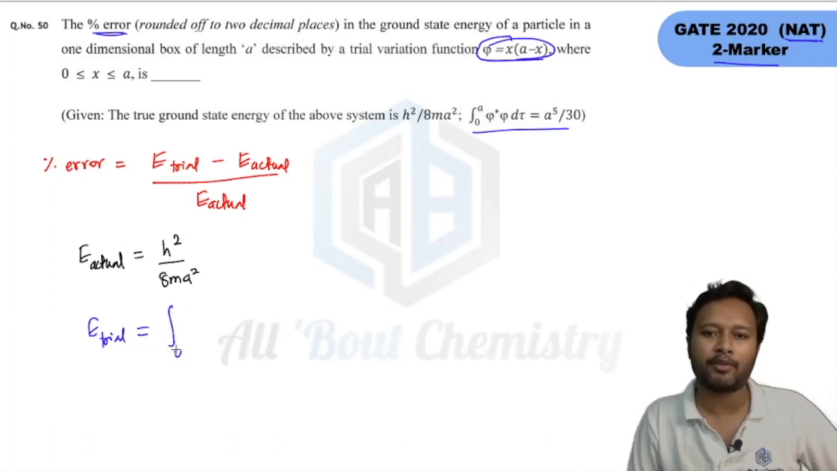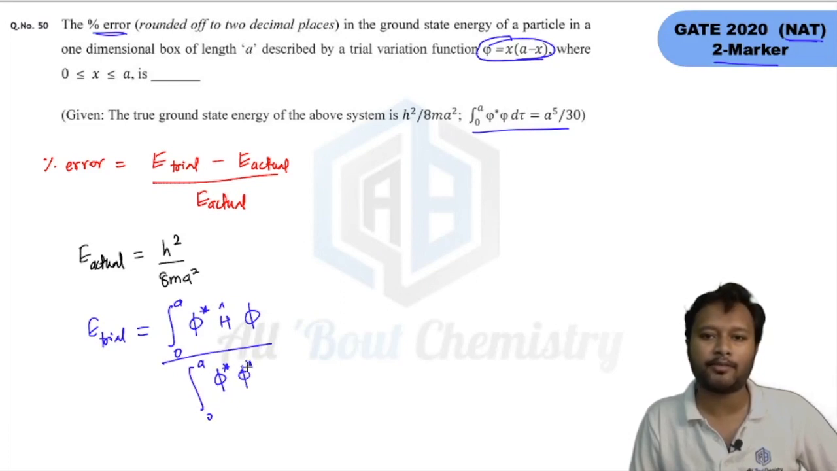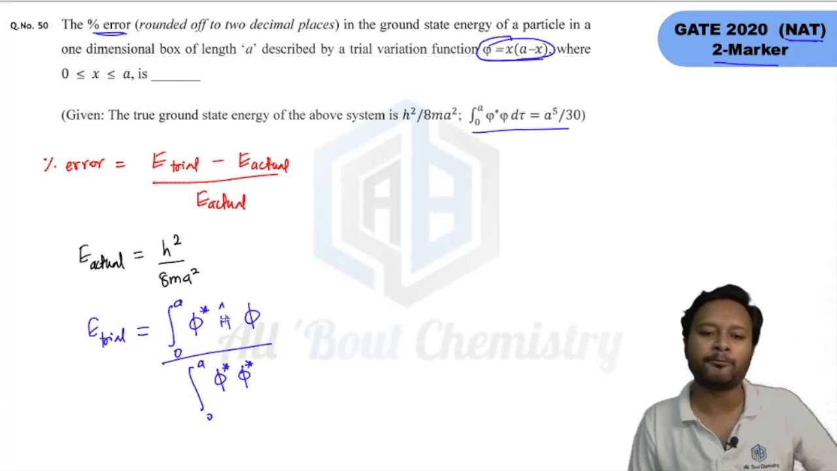It will be done in this particular region, that is from 0 to a, and it will be the integral of phi star H phi, where H is your Hamiltonian operator, divided by the integral from 0 to a of phi star phi. So this is what you are given, this is what you have to do.